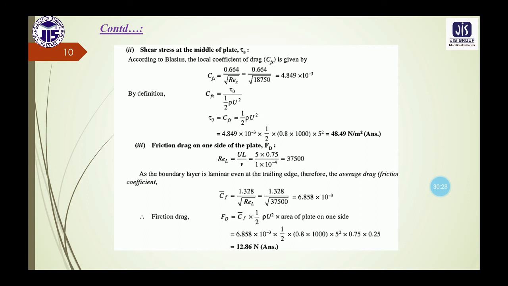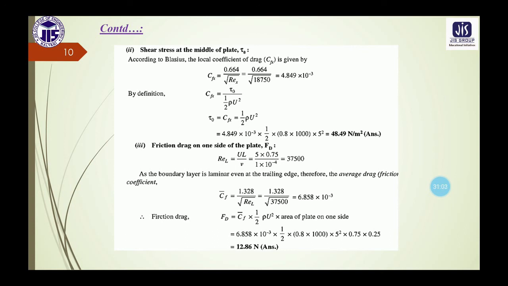The value of the Reynolds number is known to us, so ultimately we get the skin friction coefficient as 4.849 multiplied by 10 to the power minus 3. But from the definition of the skin friction coefficient, we have seen that it is the ratio of the shear stress divided by the dynamic head. From this formula, we can calculate the shear stress at the middle of the plate. So the shear stress will be CFx multiplied by half rho U square. The value of CFx we have calculated as 4.849 multiplied by 10 to the minus 3.